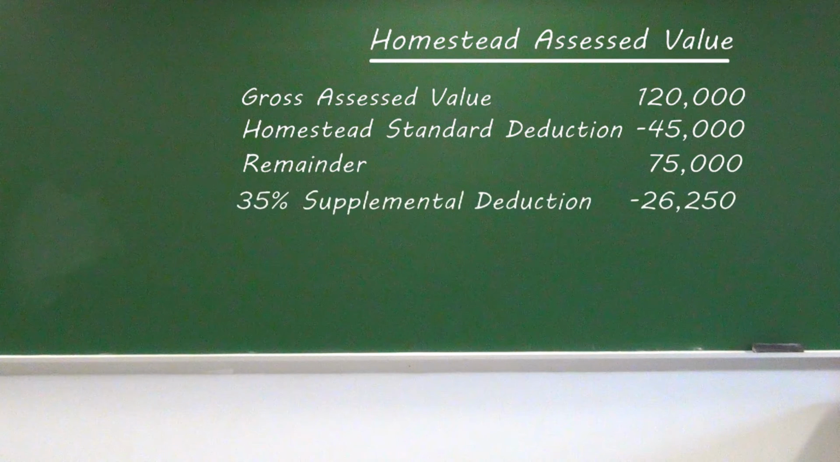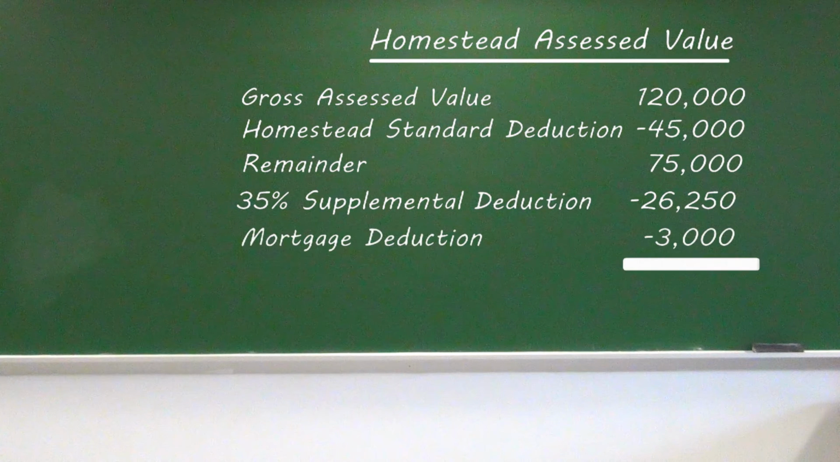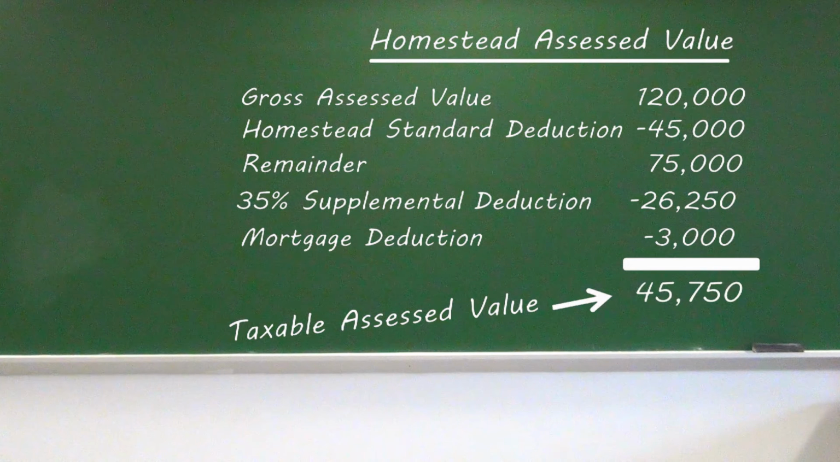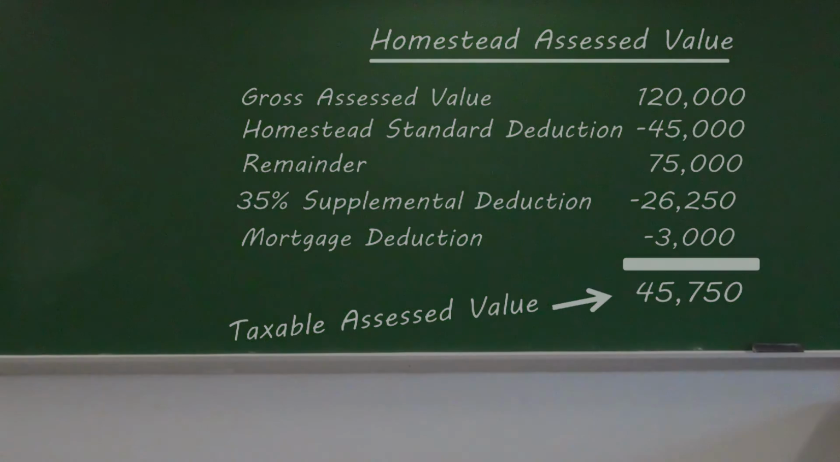It also gets a 35% supplemental deduction subtracted from the remainder. That's $26,250 for this house. And most homeowners get a $3,000 mortgage deduction too. After deductions are subtracted, the taxable assessed value is $45,750, less than half the gross assessment. Deductions are the main way we deliver property tax relief to homeowners in Indiana.